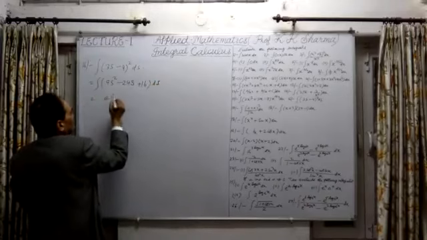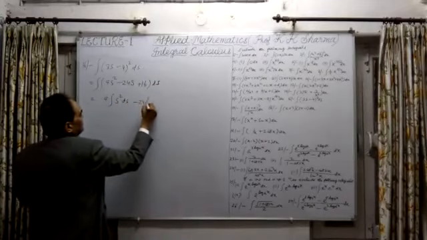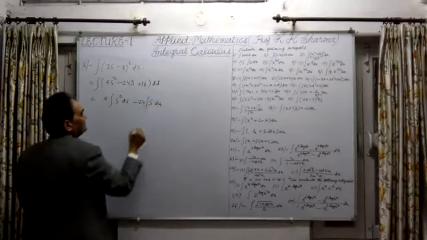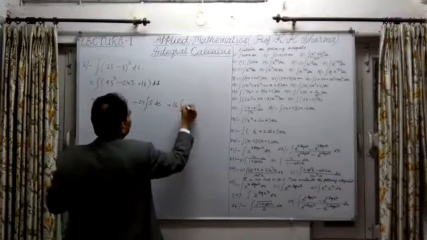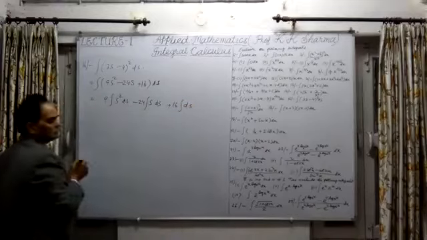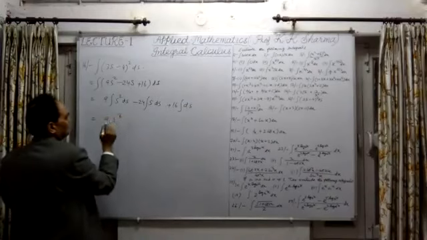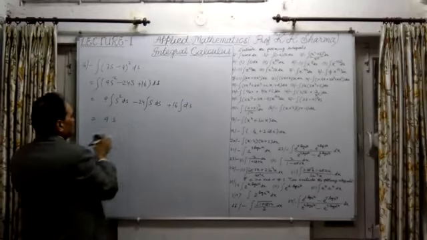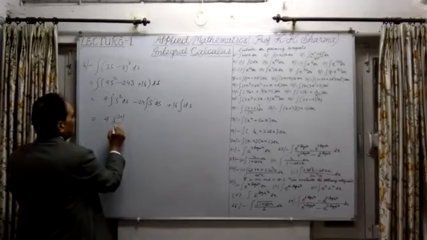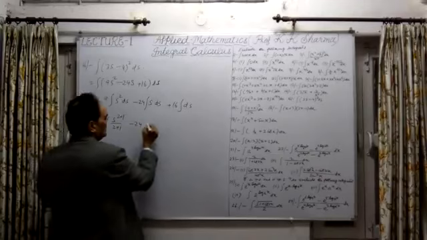This is 9 integration of s square into ds, and 24 integration of s into ds. Sorry, this is ds. Plus 16 constant integration into ds. Now again 1 into ds is s only. This is 9 s cube, 2 plus 1 is 3. Let me write it the same way: 2 plus 1 divided by 2 plus 1. Here the variable is s.